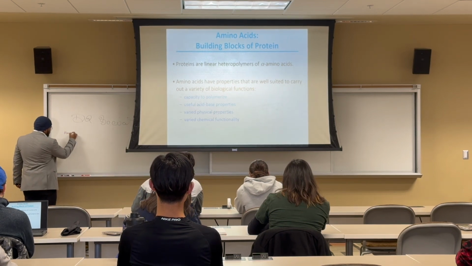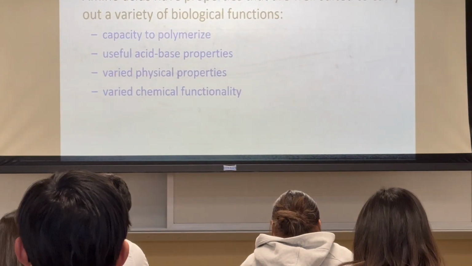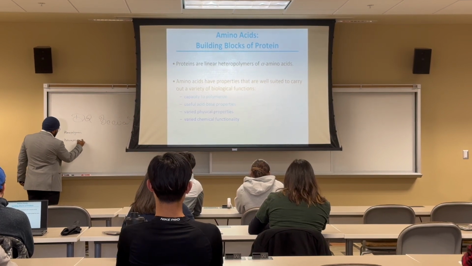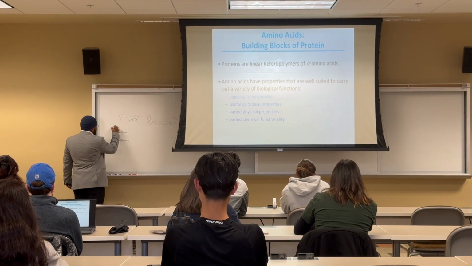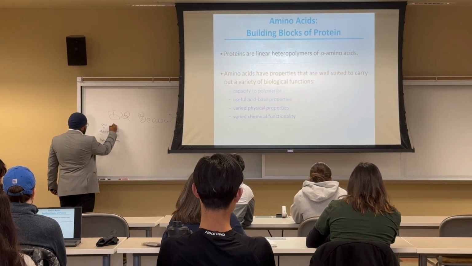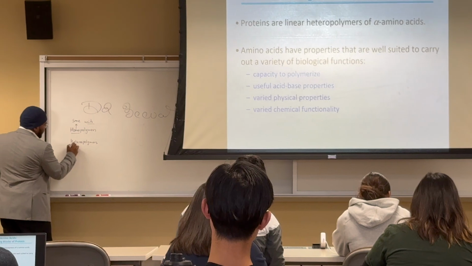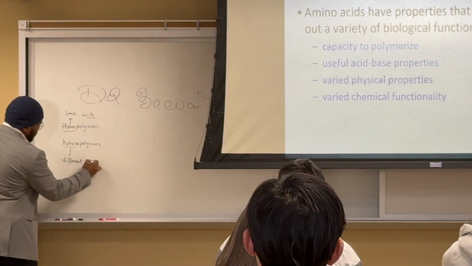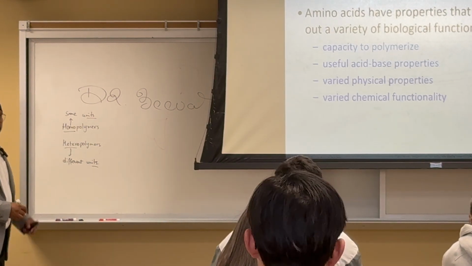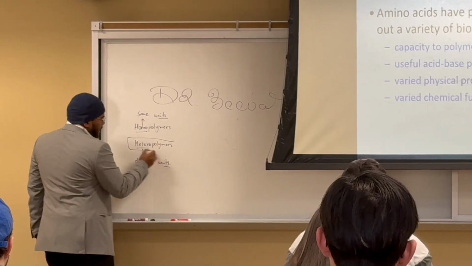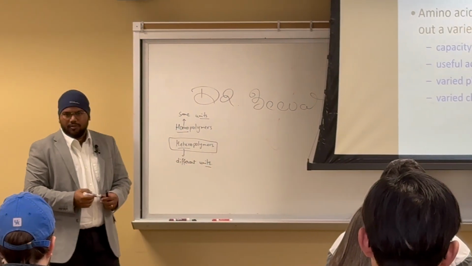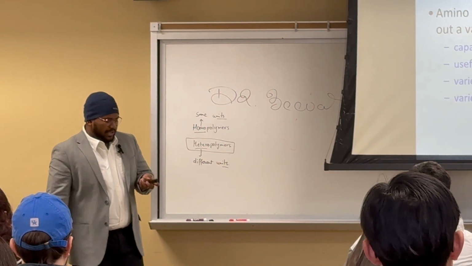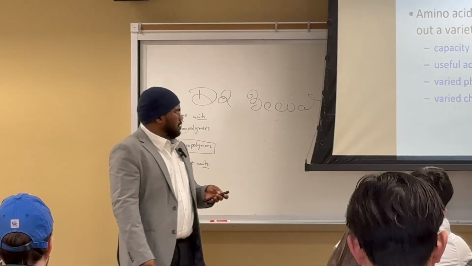Homopolymers and heteropolymers. Okay, homo means same, and polymer means polymers of units. If it is a heteropolymer, it means we have different units in the protein. We call proteins heteropolymers because they have different units in them, and the difference is just because of their R group. We'll see how these R groups are different, and we'll try to draw the structures of those R groups.